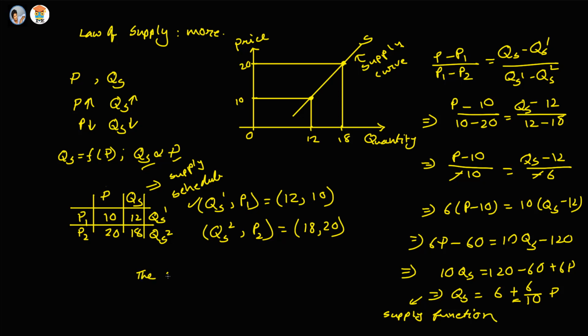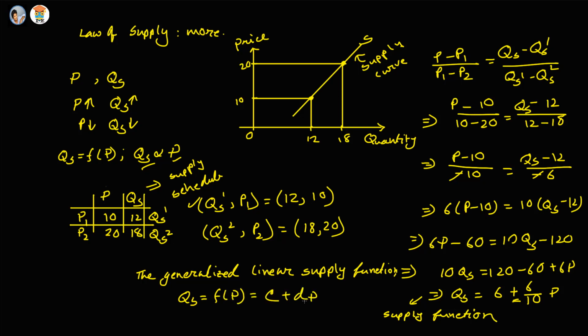The generalized linear, meaning straight line, supply function can be written as quantity supplied is a function of price, which is equal to C plus dP. Here d should be greater than 0, but C can be greater than 0, C can be less than 0, even C can be equal to 0.